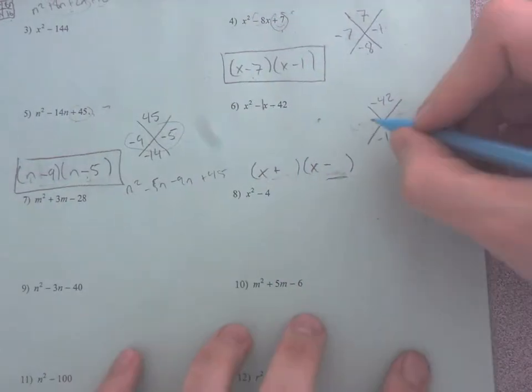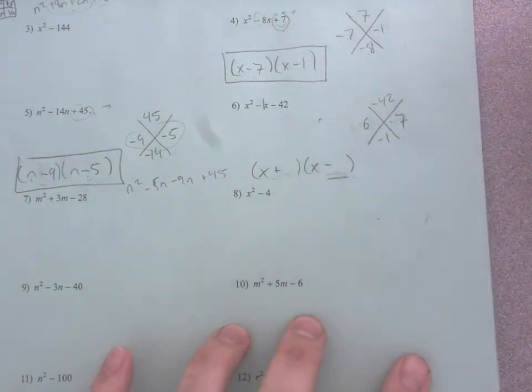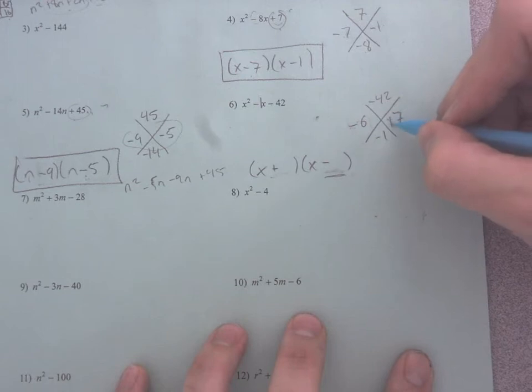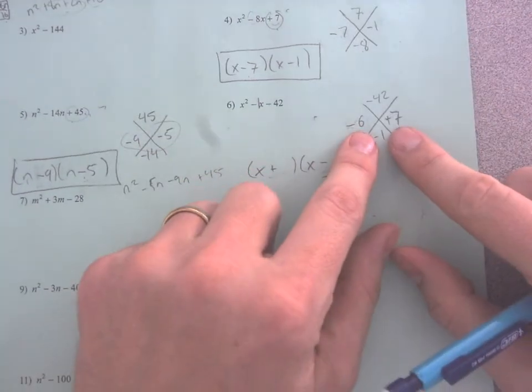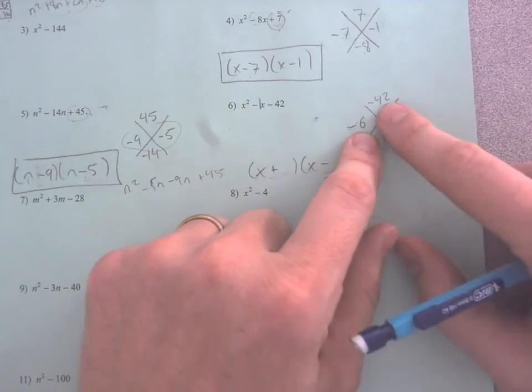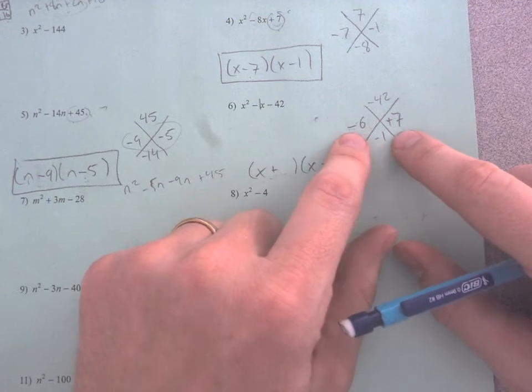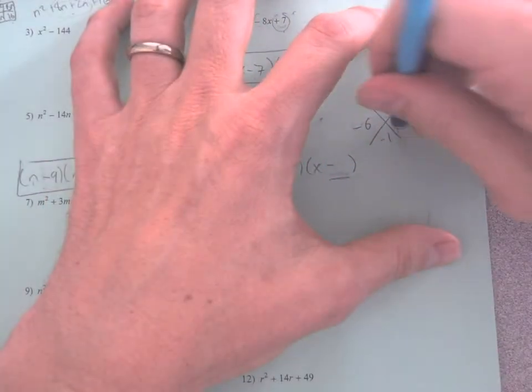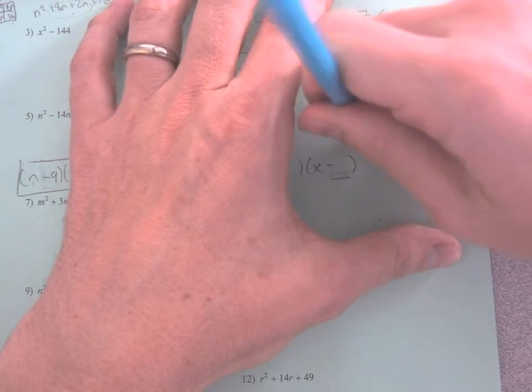How about 6 and 7? Now remember, one's positive and one's negative. So let's try a negative positive like this: -6, +7. When I multiply those two guys, they're going to give me a -42. When I combine them, I'm going to get a +1. Okay, I'm getting closer. That's not what I want, though.